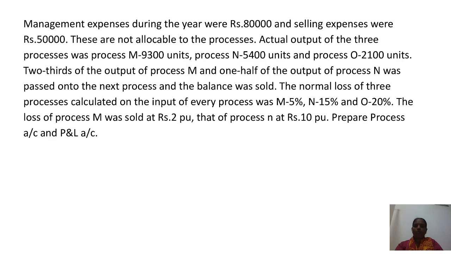The normal loss of the three processes is calculated on the input of every process, that is, the normal loss in each and every process. For M it is 5%, for N it is 15%, and for O it is 20%. The loss of process M was sold at rupees 2 per unit, and that of process N at rupees 10 per unit. And the company has asked us to prepare the process accounts and profit and loss account.